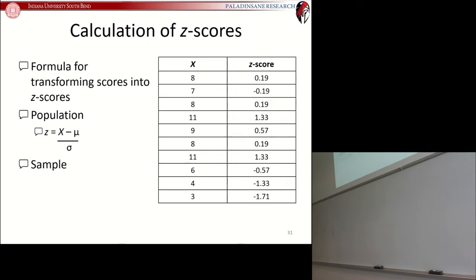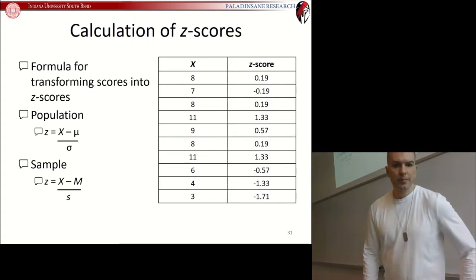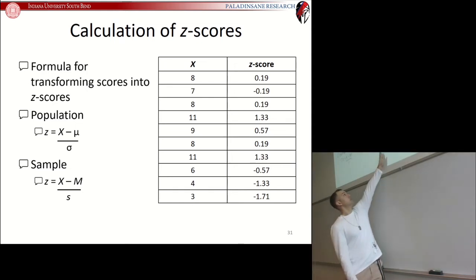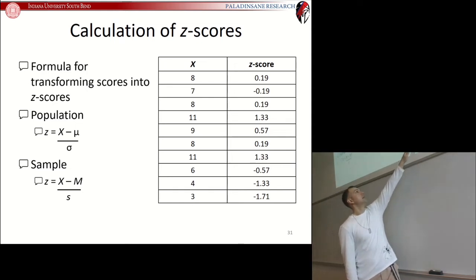For a sample, it's the exact same idea. You take the raw score, subtract from it the mean of the sample, and then divide that by the sample standard deviation. And that's how you go from these numbers here to these numbers here.